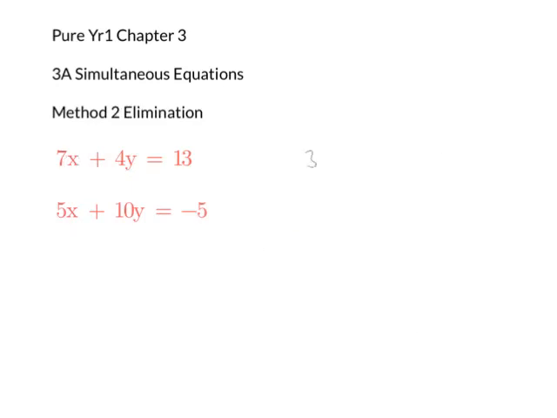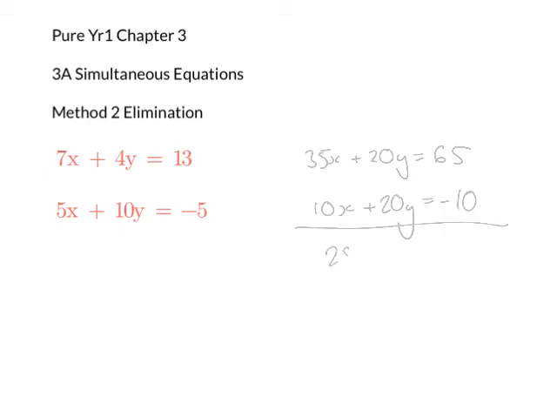Okay, next method is using elimination. This is where we multiply the entire equations to try and make the same amount of one variable. In this case, we're going to make the same amount of y. So we times the first one by 5 and the second one by 2.